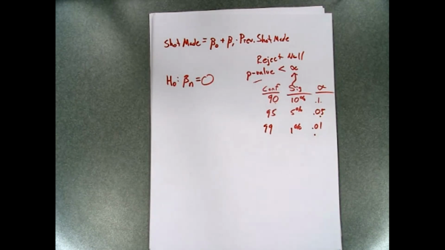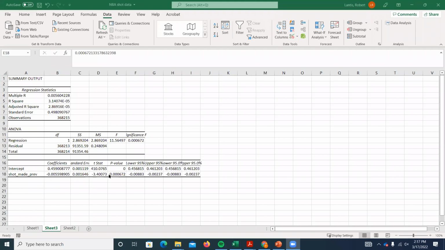So what was our actual p-value here? Let's see, 0.0006. So very small. It's going to be less than every single one of those alphas. We would say, even at the 99% confidence level, we can reject the null that there's no relationship, or that we found evidence that there's a significant relationship between making your previous shot and then making the next one.